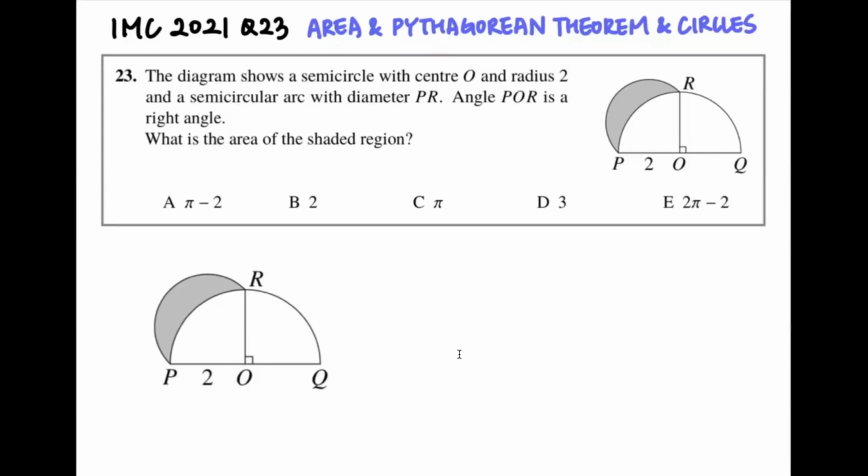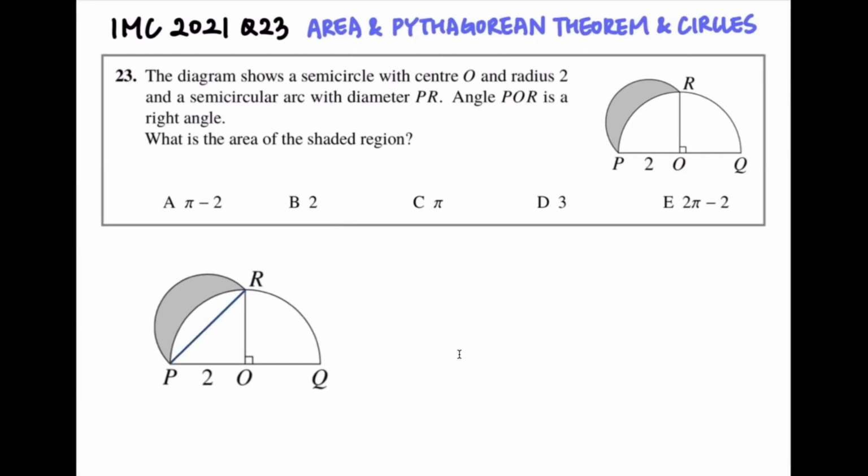This question is IMC 2021, question 23, which covers areas, Pythagorean theorem, and circles. The question shows a diagram with a semicircle center O and radius 2, and a semicircular arc with diameter PR. We know that POR is a right angle, and we have to get the area of the shaded region. As you can see, it's very difficult to get the area of the shaded region. Therefore, we have to use the semicircle, once again, with a diameter PR, and exclude the area which is not shaded.